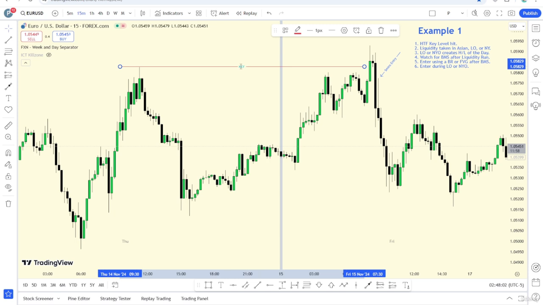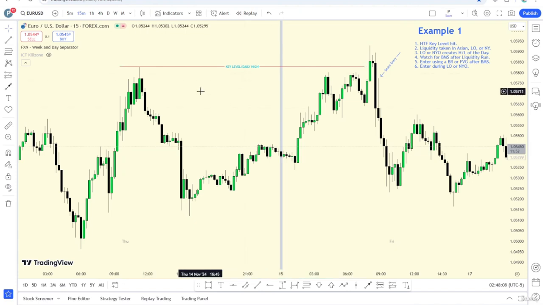This is our key level. Stroke daily high. So this daily high is actually Thursday's high. When the market opened on Friday, you can see from the opening, the market started moving higher towards those daily highs as our key level.